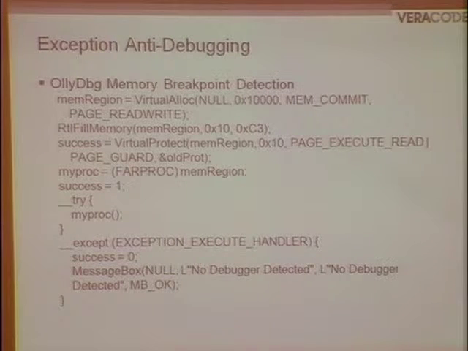So what the code does is we alloc a memory segment. We then switch the virtual protect to a page guarded mode, and then we try to execute within that page guarded page, and that triggers the exception, which then can detect the presence of the debugger.